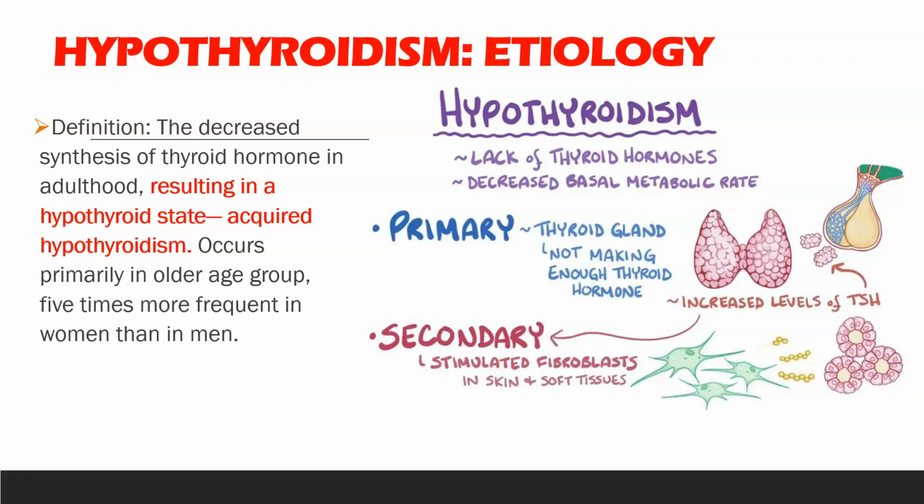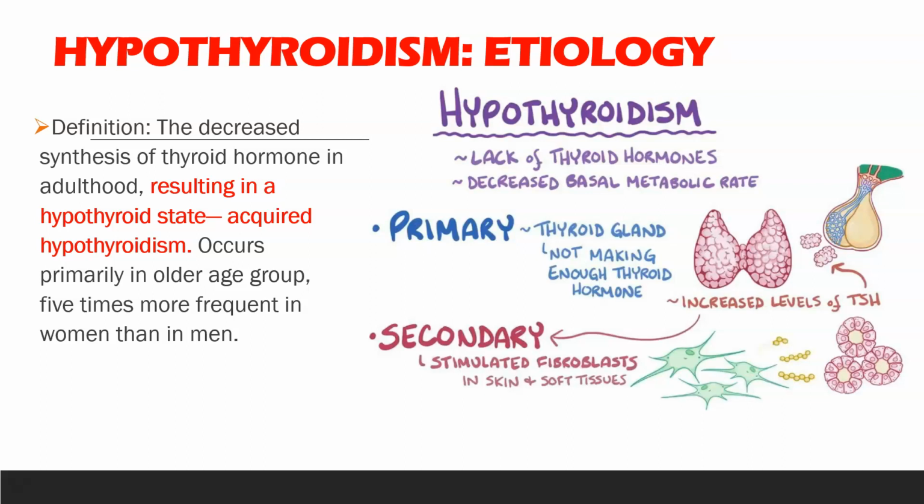Your secondary hypothyroidism is again a result of increased levels of your TSH, which stimulates your fibroblasts in your skin and soft tissues to actually tell your thyroid gland to make enough, or produce enough, of your T3 and your T4.